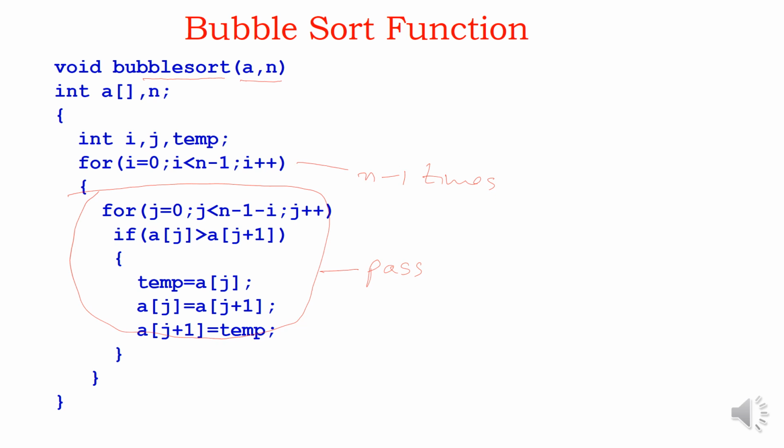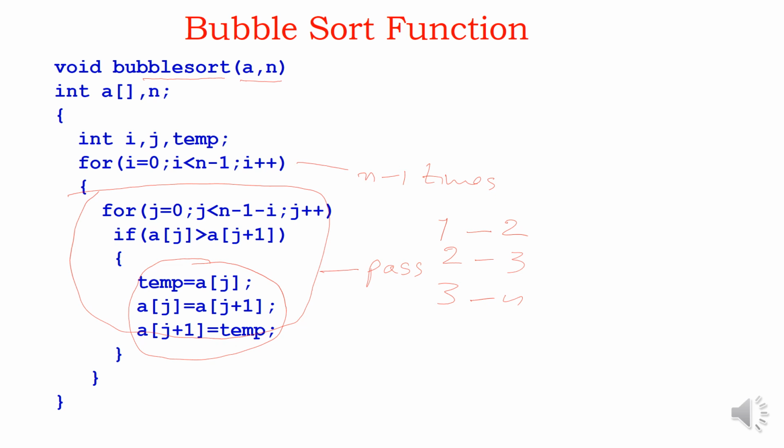In every pass, the elements are compared from left to right. The first element is compared with the second element, the second element is compared with the third element, the third element is compared with the fourth element, and so on. If they are not in proper order, they are interchanged. Here there is a procedure which performs interchanging: temp equals a j, a j equals a j plus 1, a j plus 1 equals temp. If the elements are not in proper order, the elements are interchanged.